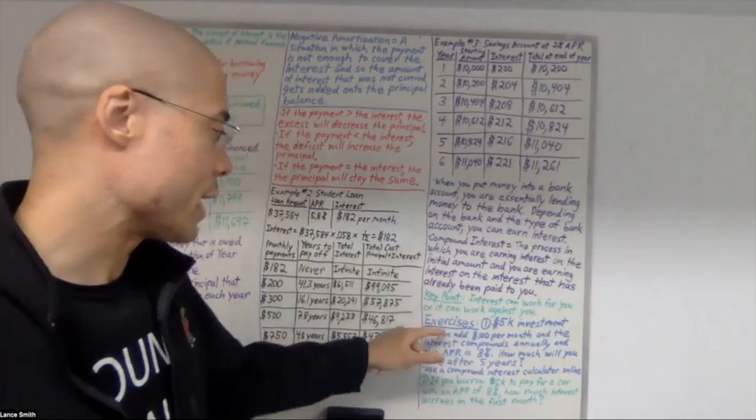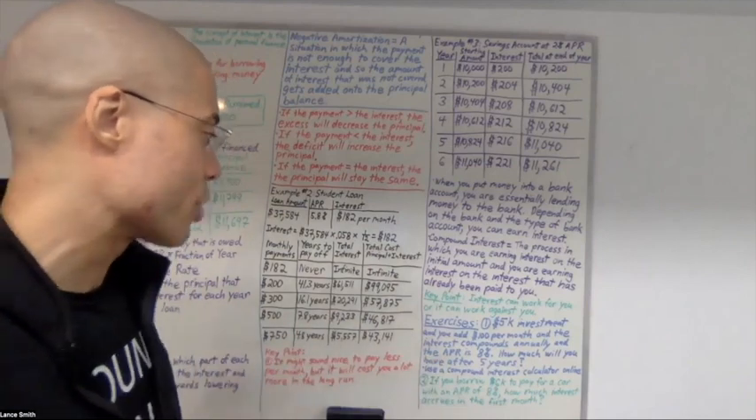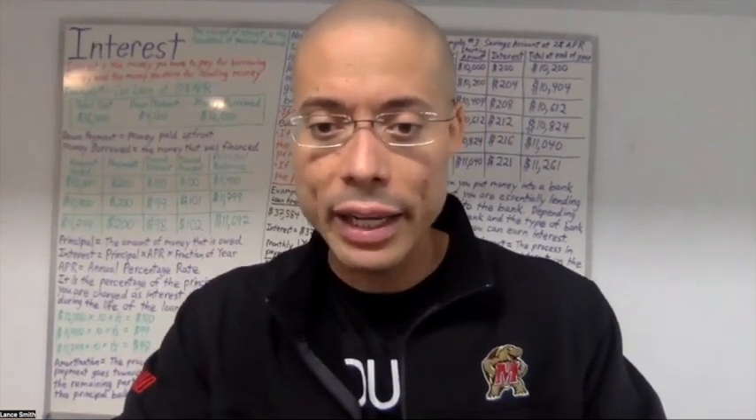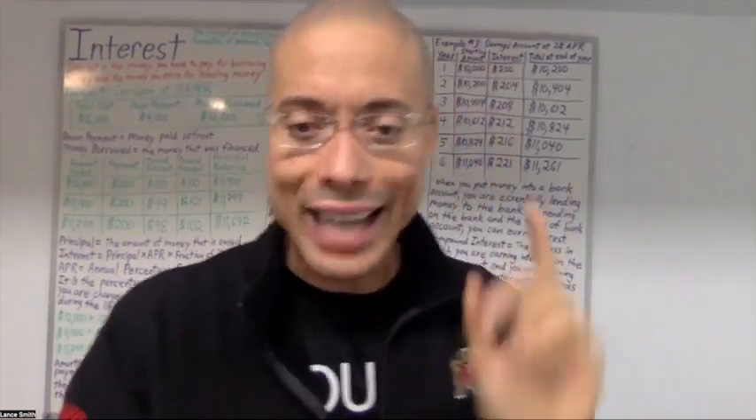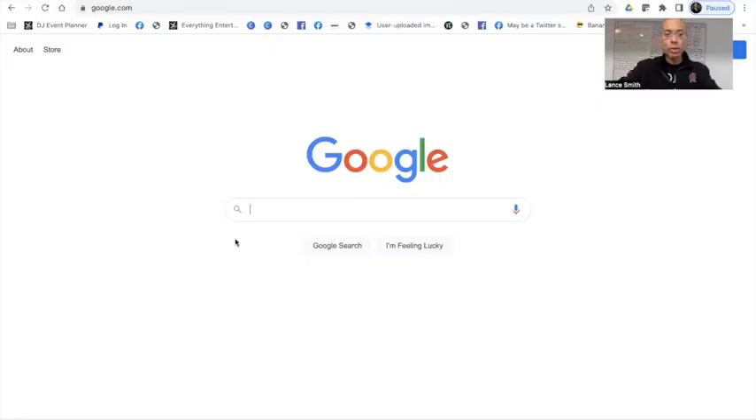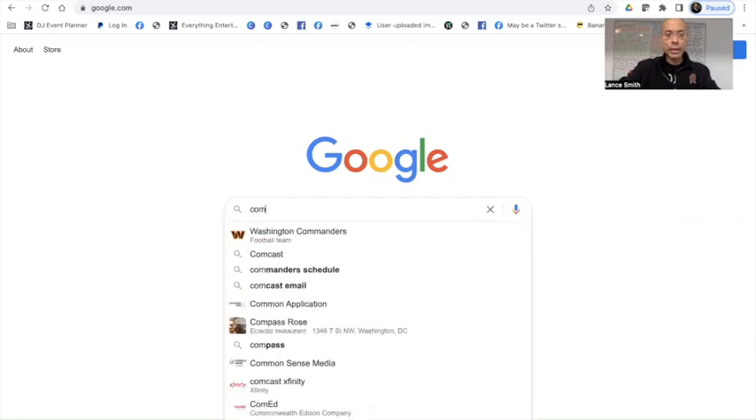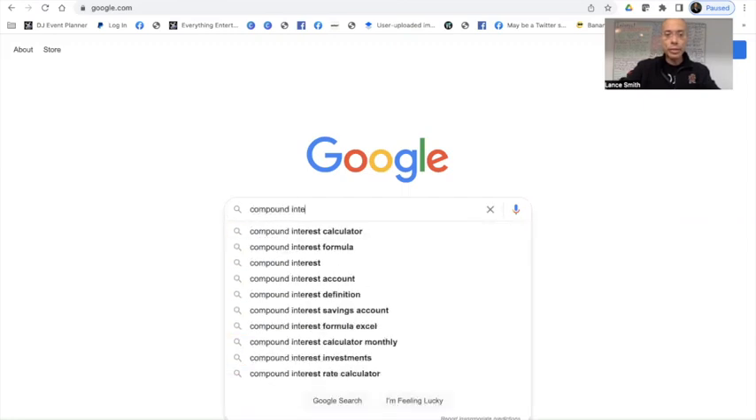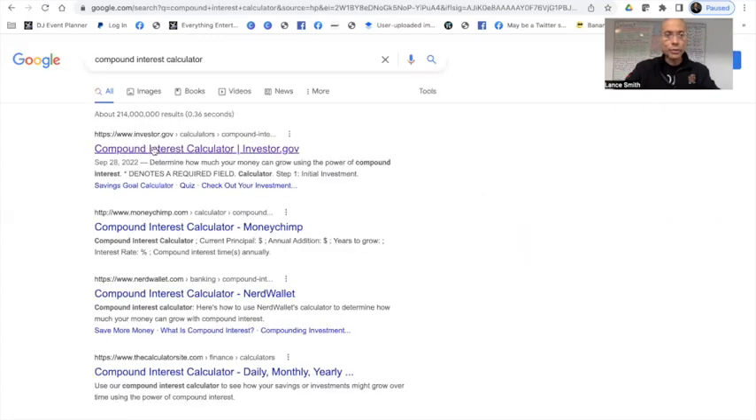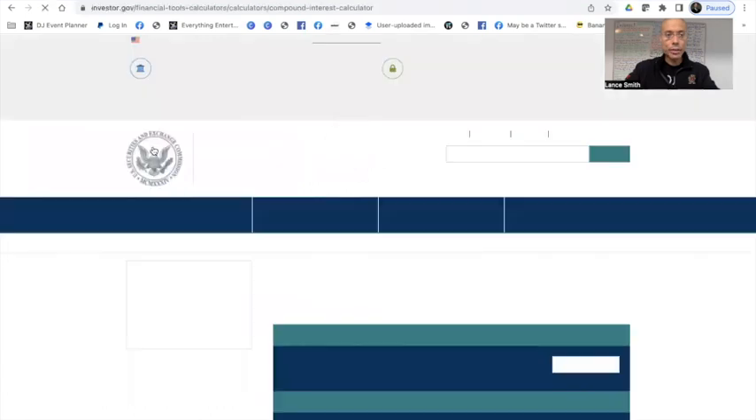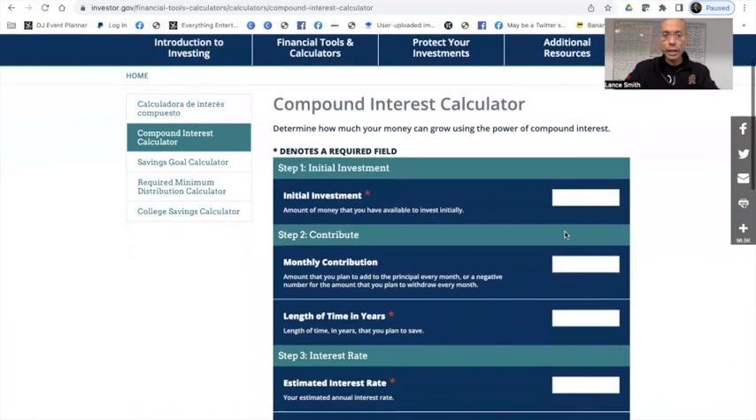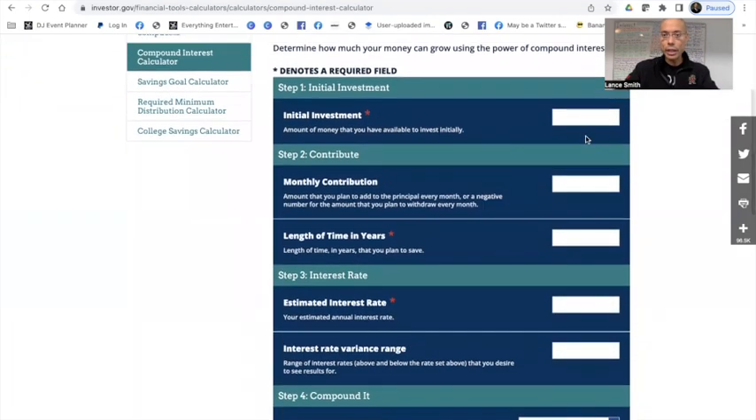Now, to do this exercise, let's use a compound interest calculator, all right? And we can easily get one online. So let's go online and use a compound interest calculator to do this exercise. We'll go to Google and type in compound interest calculator, and let's use the one from investor.gov. Okay, so now we're here and let's put in these amounts.